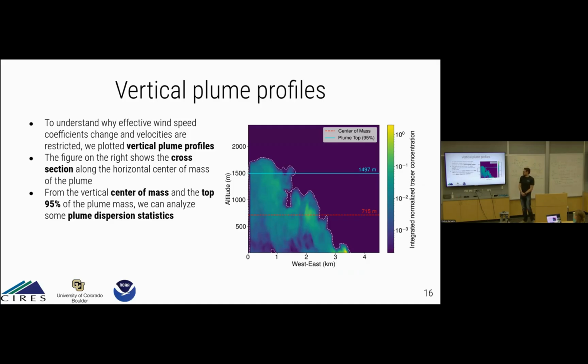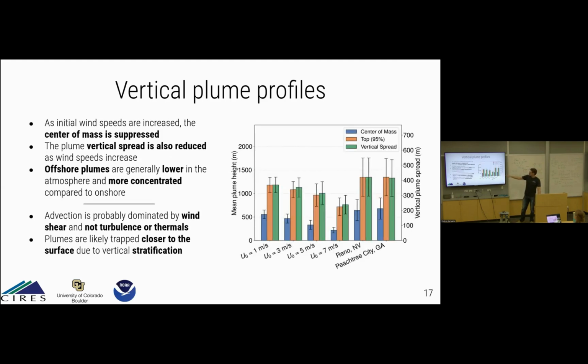And on the right here, you have a vertical cross-section of the plume along the center of mass. This is the height of the center of mass, the dashed red line, and the solid light blue line is the line below which 95% of the plume's mass is located. So we can plot this bar plot for the offshore plumes, as well as some plumes from the original work.